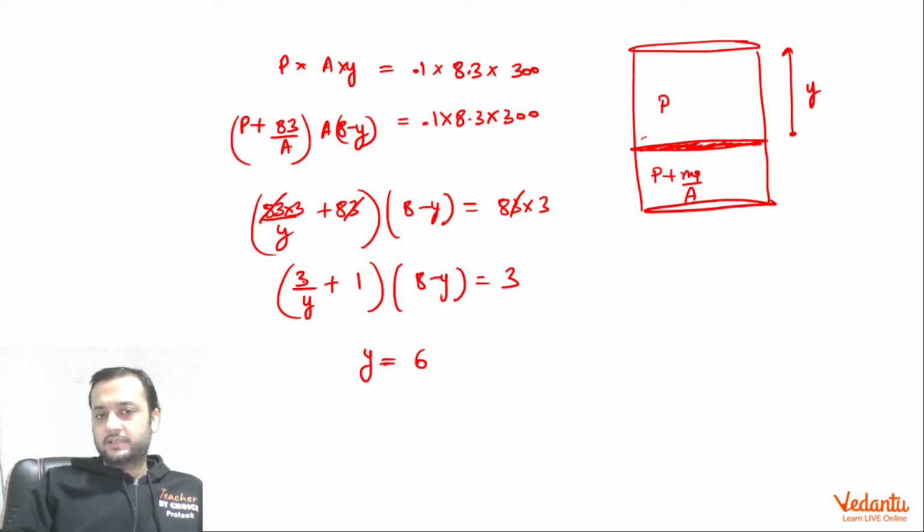If you put 6 over here, this will become 3 by 6. This is 1 plus 3 by 6, which is 3 by 2, into this, which will become 2. So 3 by 2 into 2 becomes 3. So this equation is satisfied. So you can see that when you solve this, you will get y equals 6. And hence the answer given in the first key was 6. In my opinion, this is how they might have gotten answer 6.